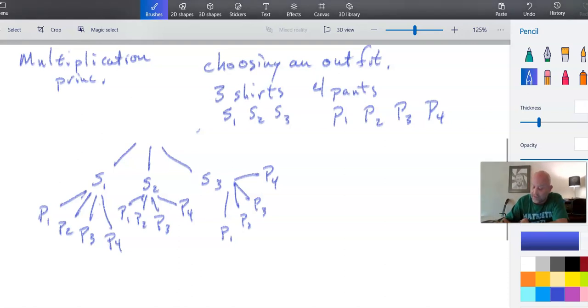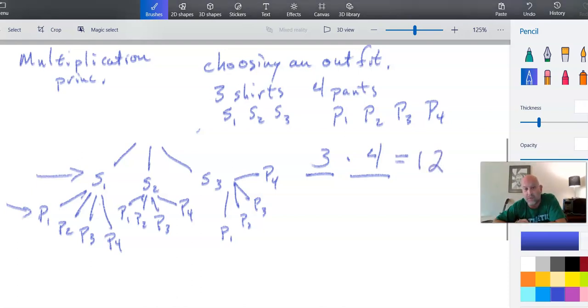And so really what I've done is I've taken and broken this into 2 choices. The first choice is the choice of shirt, and I have 3 possibilities there. The second choice is the choice of pants, and I have 4 possibilities there. And I can either see by counting all the endpoints here, or by multiplying this out, that I have 12 different outfits I can wear.